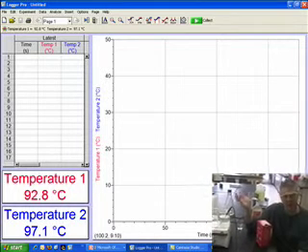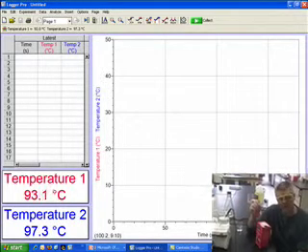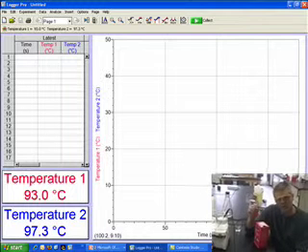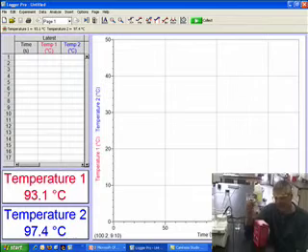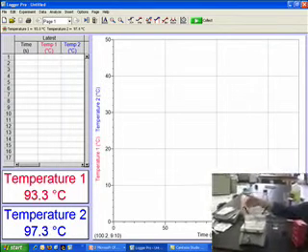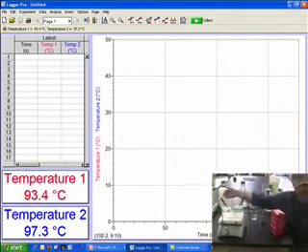And so what could we say the boiling point of a solution is? It's higher than the boiling point of the solvent.